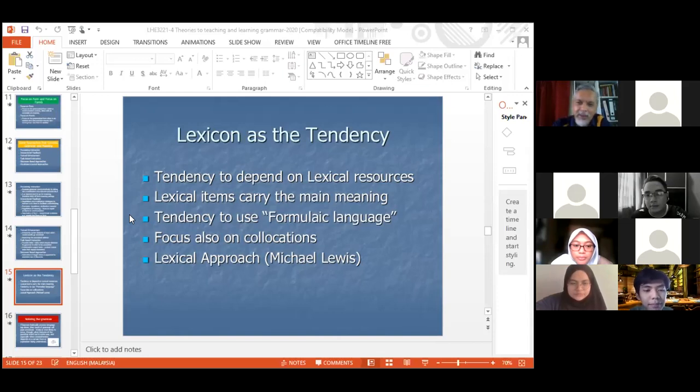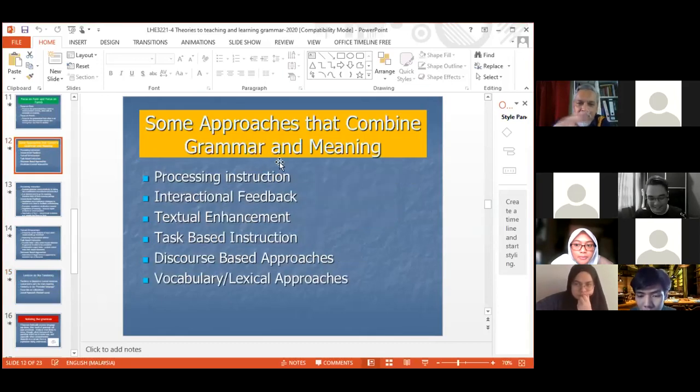Okay, so anyway, these are some of the approaches. As I said, the approach is trying to combine grammar and meaning. In other words, it's not just simply focusing on grammar and trying to present grammar in an isolated and disconnected manner. This is where grammar is taught together with meaning. Okay, so those were some of the approaches.